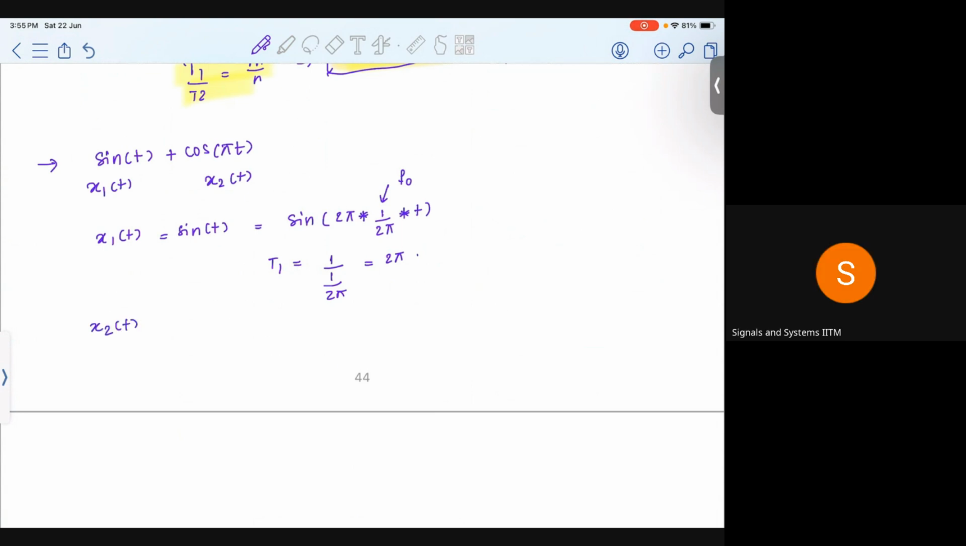Yes, ma'am. And x2 of t is cos pi t, right? So this I can write as cos of 2 pi times 1 by 2 times t. So this is f naught here, which implies T2 is equal to 1 by f naught, which is 1 by 1 by 2, simply 2. So when I calculate T1 by T2, this is simply 2 pi by 2, which is pi. Pi is not a rational number.